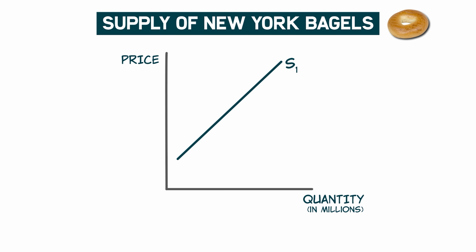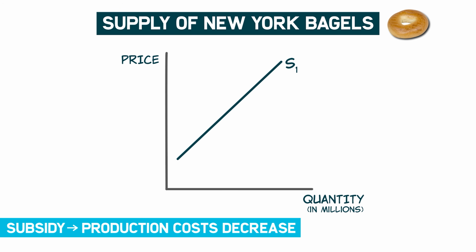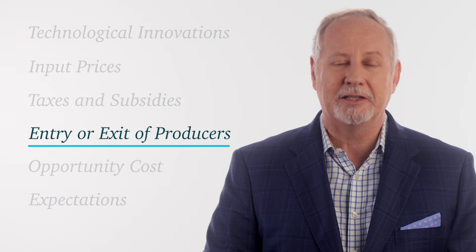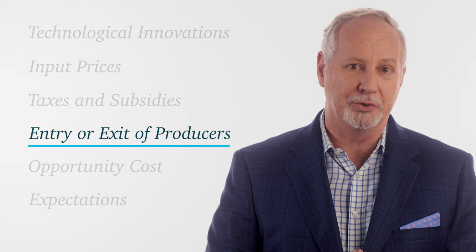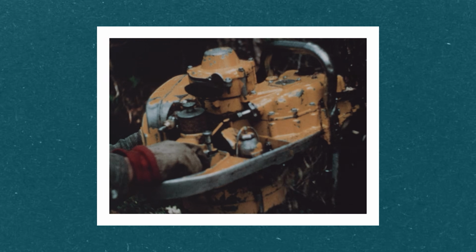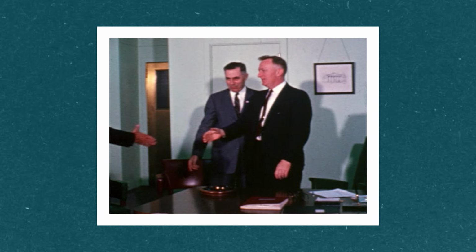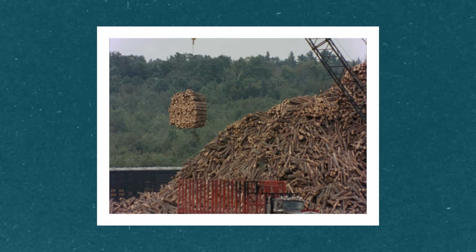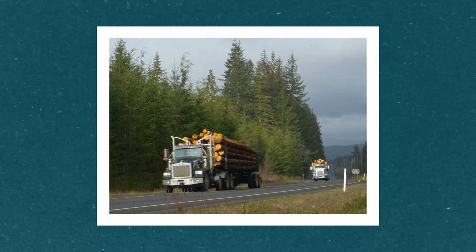Now, what about a subsidy? A subsidy is just the opposite of a tax. A subsidy is equivalent to a decrease in the firm's costs, and therefore it increases supply. Next, let's look at the entry or exit of producers. What happens to the supply of lumber in the United States if there's a free trade deal, which lets Canadian producers sell their lumber in the US?